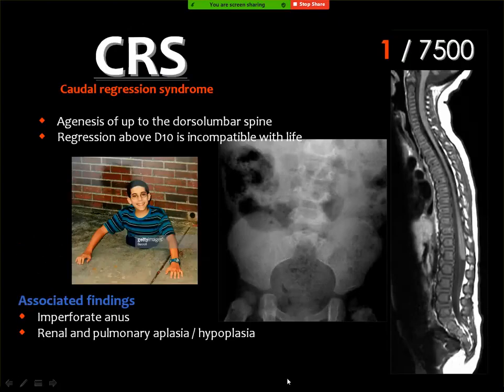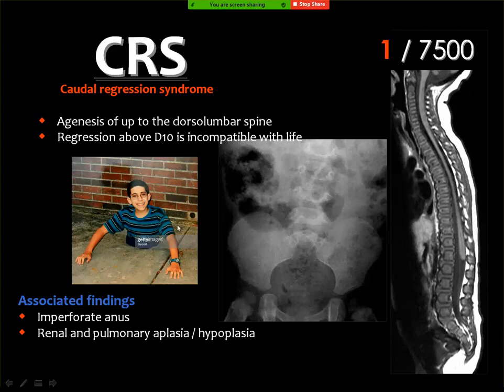Then agenesis of the vertebrae can extend to the level of D10, and above this level is incompatible with life. But you can see in this picture that there is an adult human being with no lower half of the body, and this human being is alive, as you can see here, and this is not incompatible with life unless the agenesis extends to the dorsal number 10 vertebra.